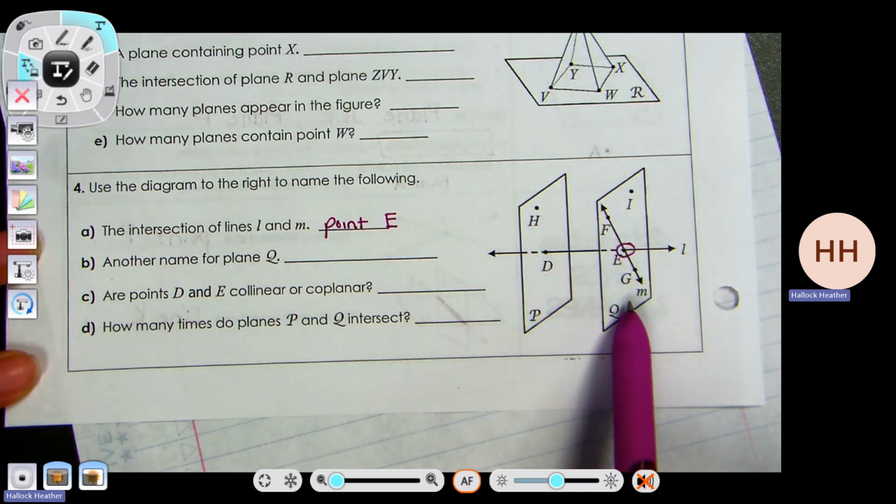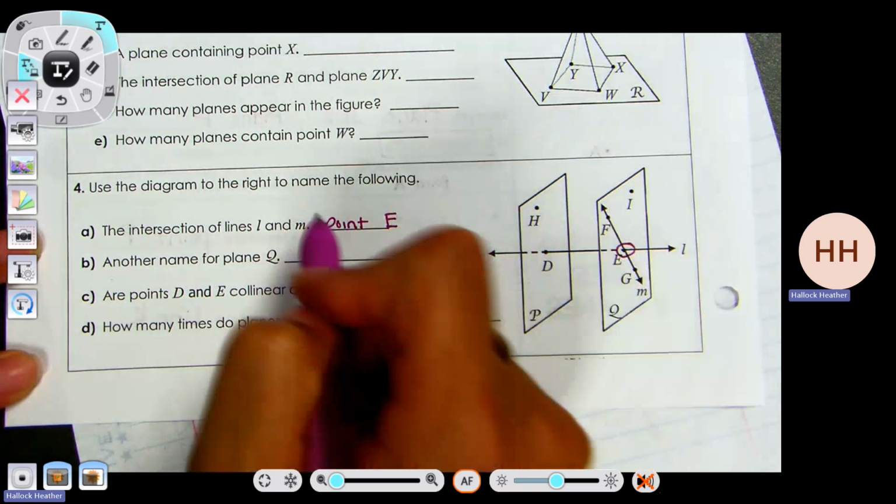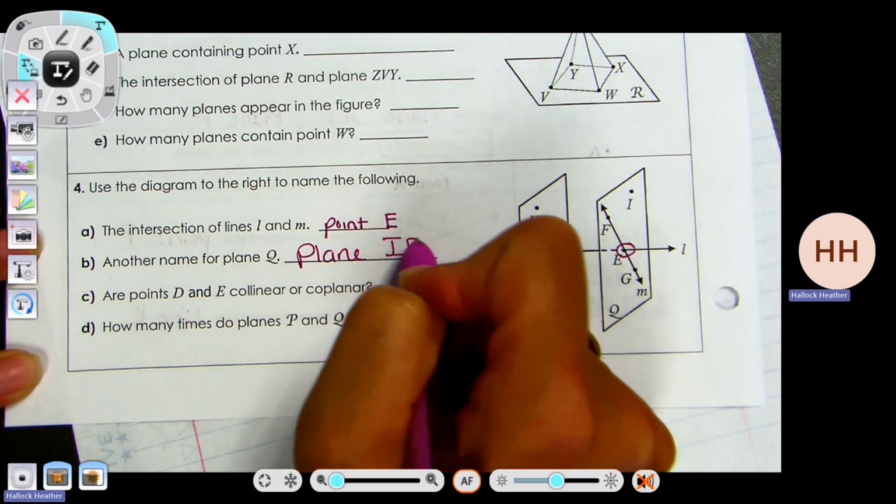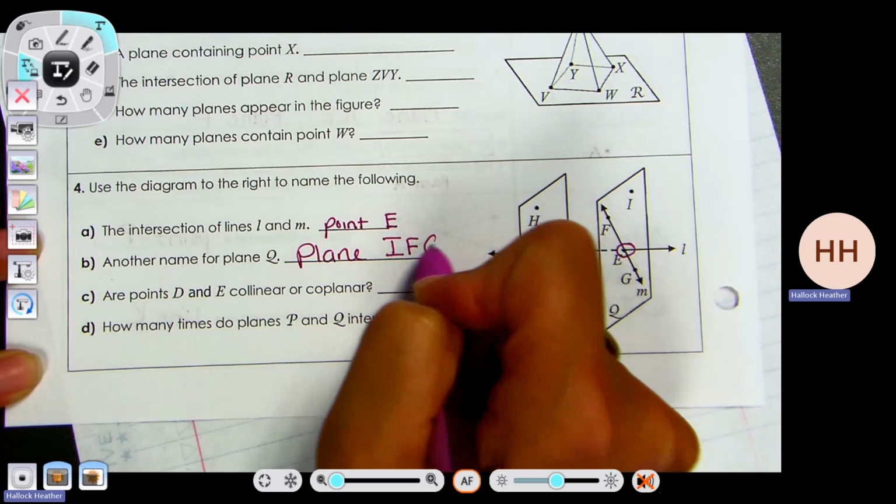The only letter you're not allowed to use, does anybody know the other letter I cannot use? I can't use M because M is not a point. M represents that other line. So I could say plane, and then I'll say I, F, G.